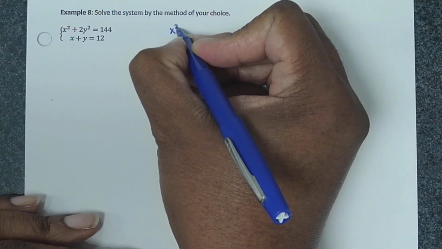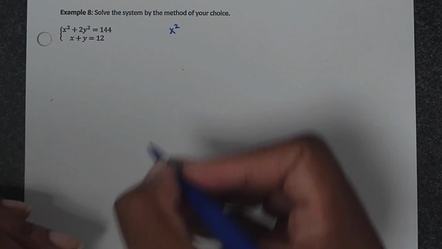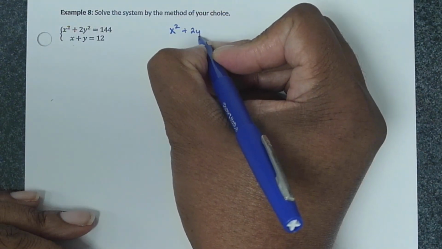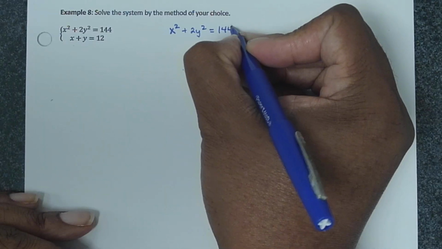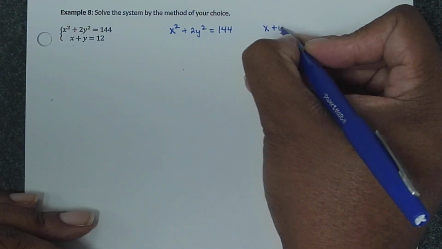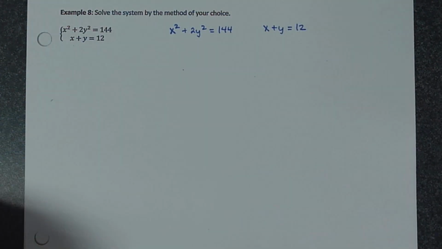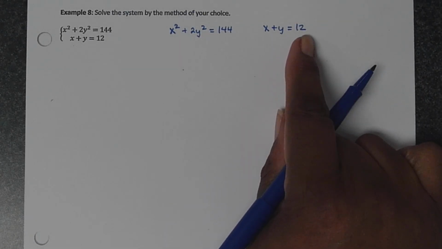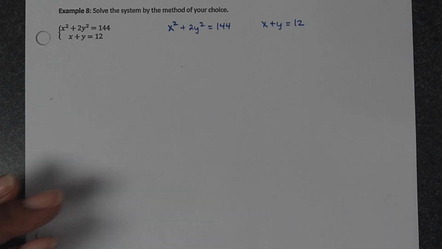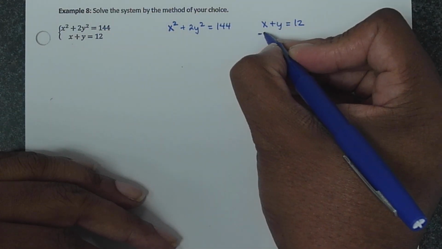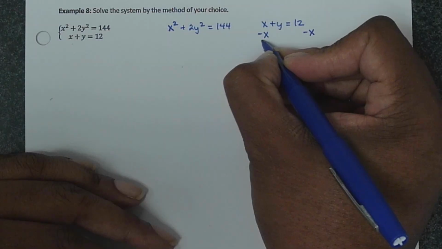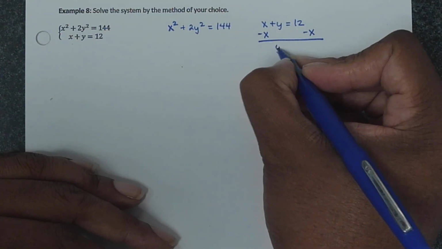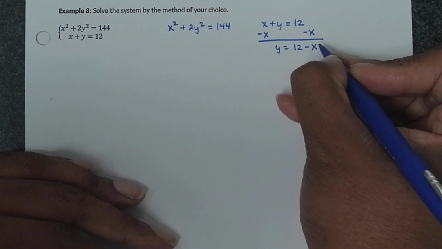Okay, so here x squared plus 2y squared is equal to 144. Now this other equation is a linear equation, x plus y is equal to 12. So trying to use the addition method would not help. It's best to use the substitution method. Here I'm going to try to get a variable by itself, either the x or the y. I chose to solve for y, and I'm going to do that by subtracting x on both sides. So y is equal to 12 minus x.